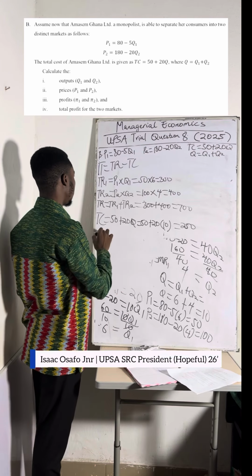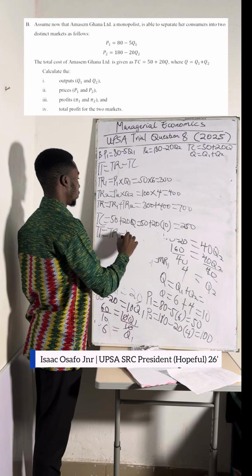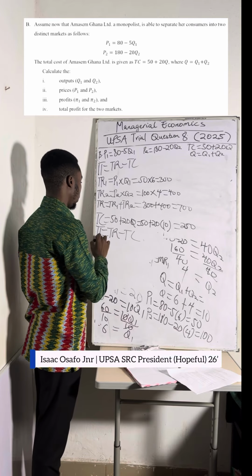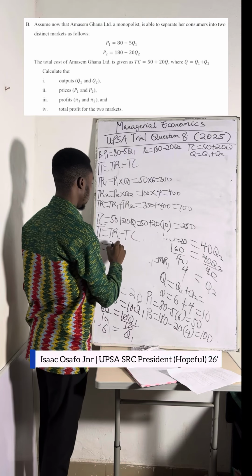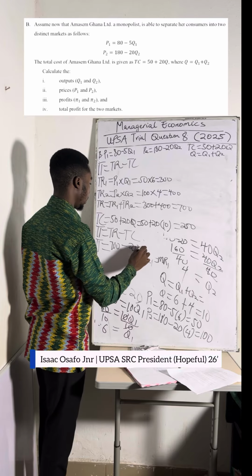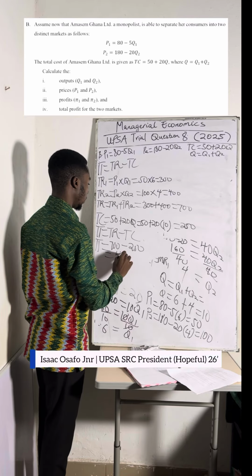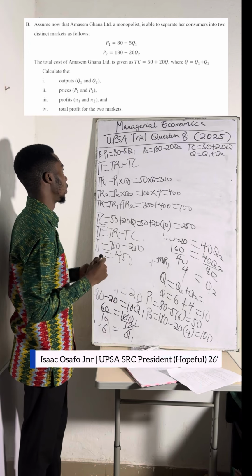So now our final profit will be total revenue minus total costs. So our profit will be the total revenue, which is 700, minus the total cost, which is 250. And that should give us 450. So that's the profit for both of them. You get it? Or the joint profits.